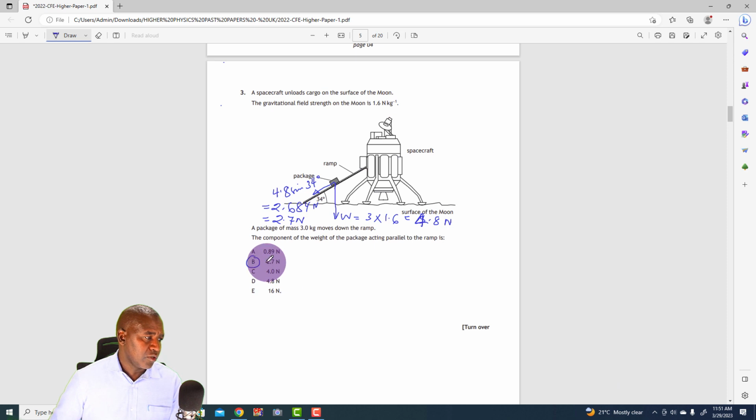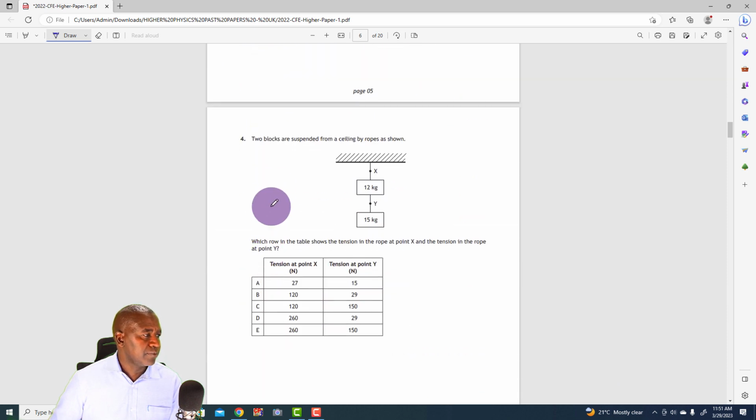And let's go to the next question here. This is about tension in strings. Let's read the question together. 2 blocks are suspended from a ceiling by ropes as shown. Which row in the table shows the tension in the rope at point X and the tension in the rope at point Y? For us to be able to work out that one, we need to show the forces which are acting on this block here.